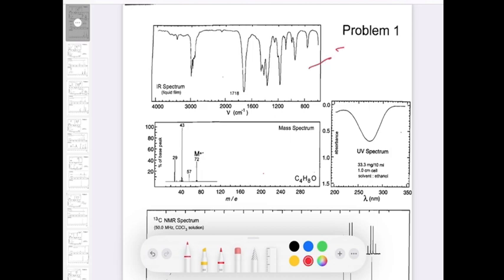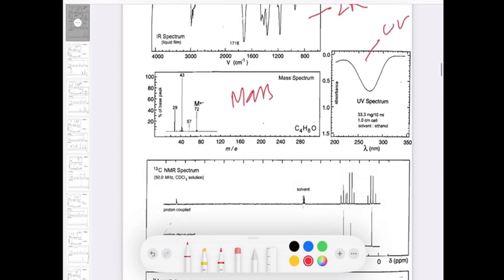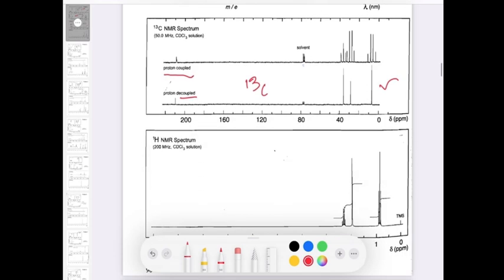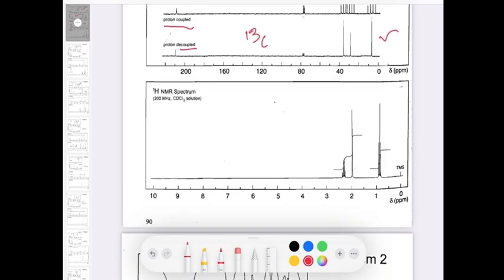You will slowly know the top one is IR, and there is a UV and a mass spectrum, and also the carbon NMR, both proton decoupled and proton coupled carbon NMR. And at the end you will see the proton NMR, how it looks and what the critical information is that you have to pick up from those spectra. I will explain the details from this problem solve.